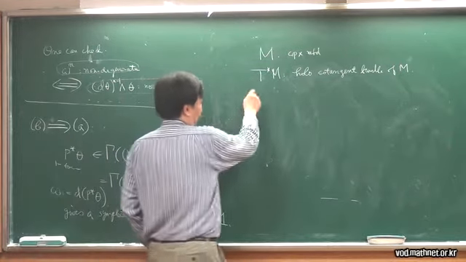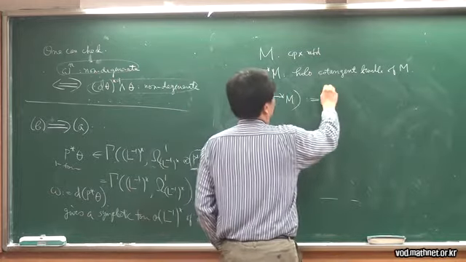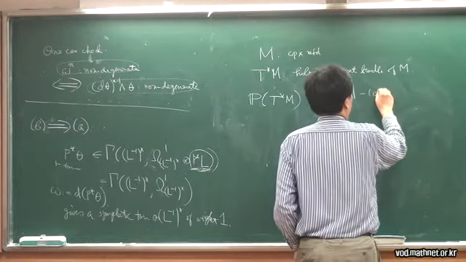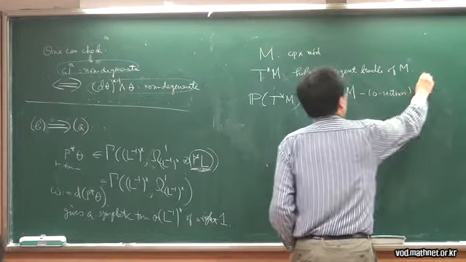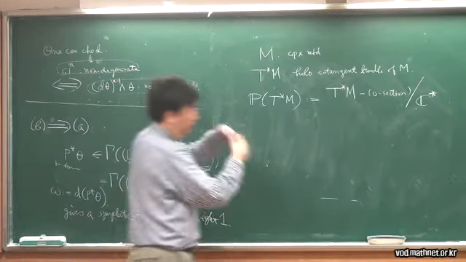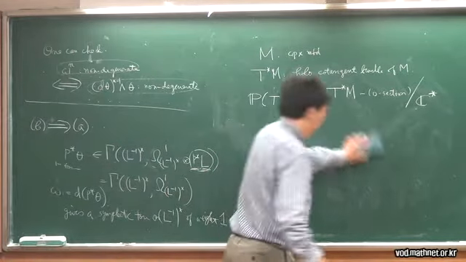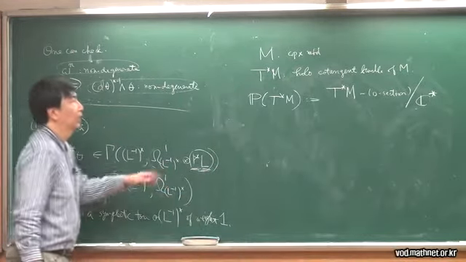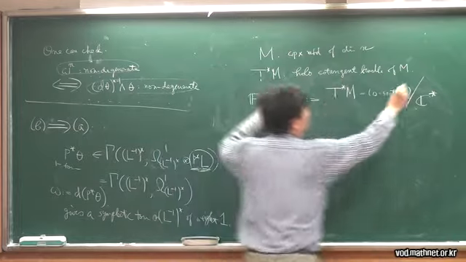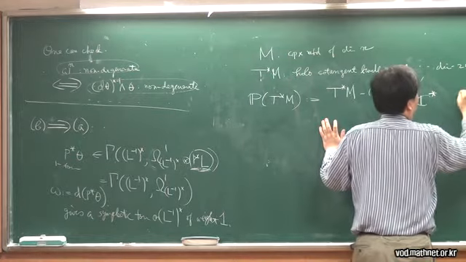And let's projectivize this cotangent bundle. This is nothing but T star M minus zero section mod out by the standard C star action. Yes? This is the projectivized cotangent bundle. So if M has dimension n, then this has dimension 2n, and this has dimension 2n minus one.